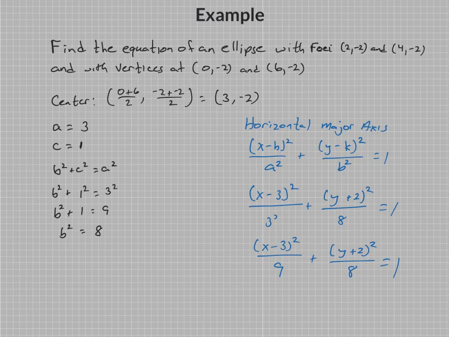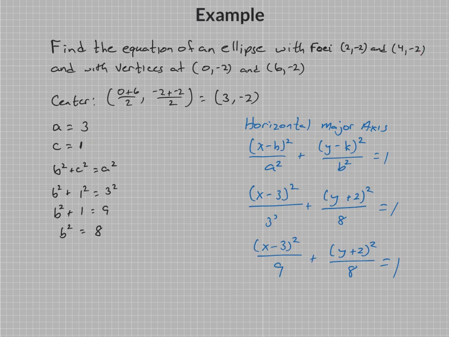The other thing I notice is that my y values are the same. What's changing are the x coordinates of my foci and my vertices. Because the x coordinate is changing, I know I'm dealing with a horizontal major axis. The distance from (3, -2) to each of the two vertices is 3 units, so a is 3. The distance from the center to each focus is 1 unit, so c is 1.